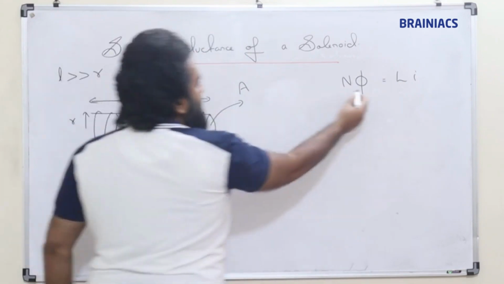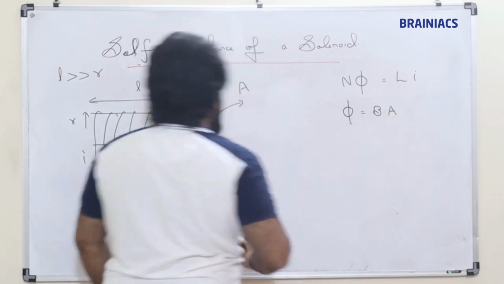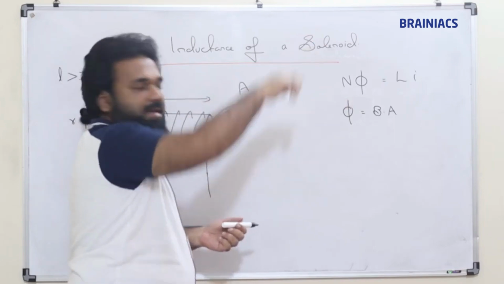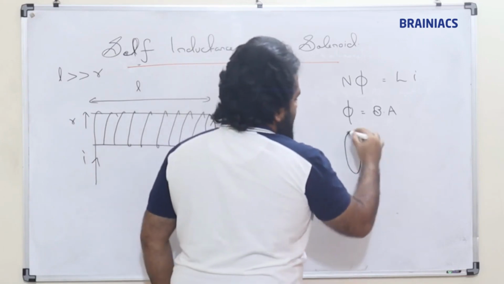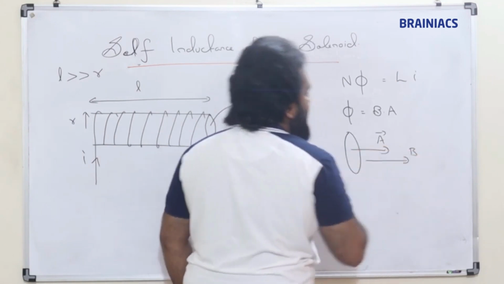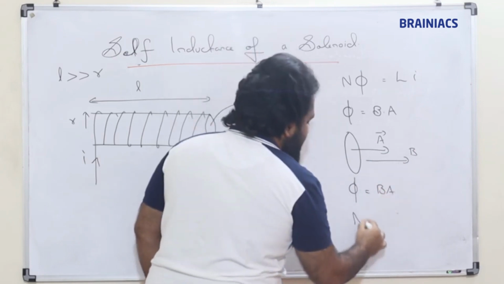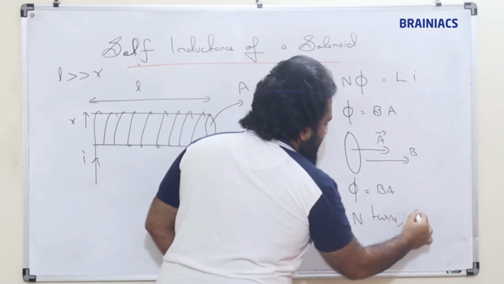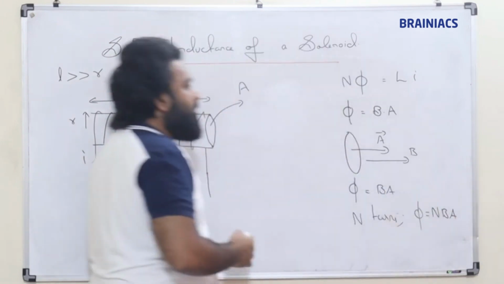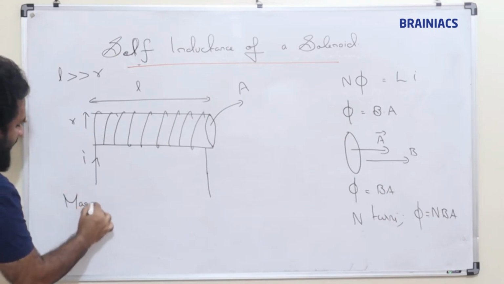So what is phi? Phi is actually B dot A. If the magnetic field is going like this and the area vector is also going like this, then phi is equal to BA. For N turns, phi is equal to NBA. Now what is the magnetic field due to a solenoid?